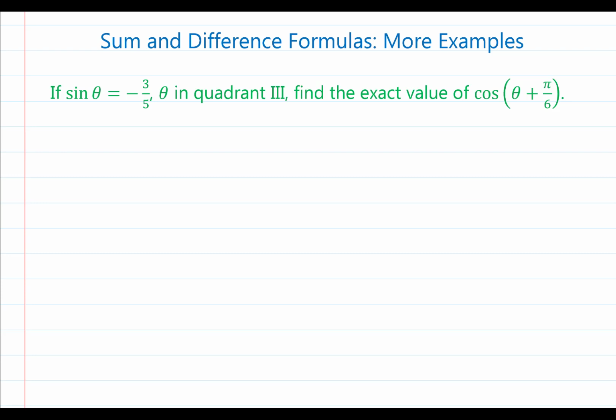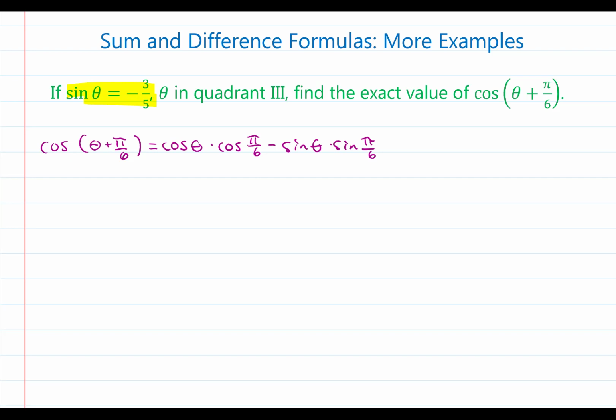pi over 6. My first goal is to rewrite cosine of theta plus pi over 6 using the sum formula for cosine. So this is equal to cosine of the first angle theta times cosine of the second angle pi over 6 minus sine of the first angle theta times sine of the second angle pi over 6. We know the exact value for cosine of pi over 6 and sine of pi over 6, and we're told the exact value for sine of theta. What we don't know is the exact value for cosine of theta.